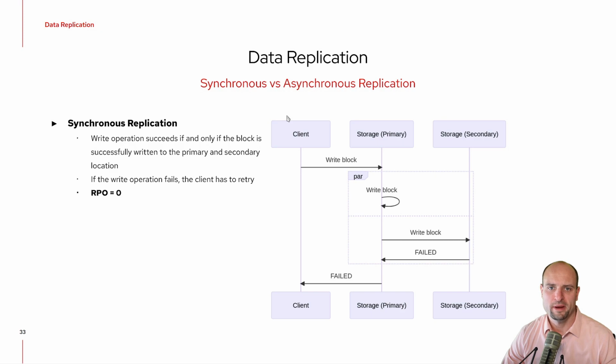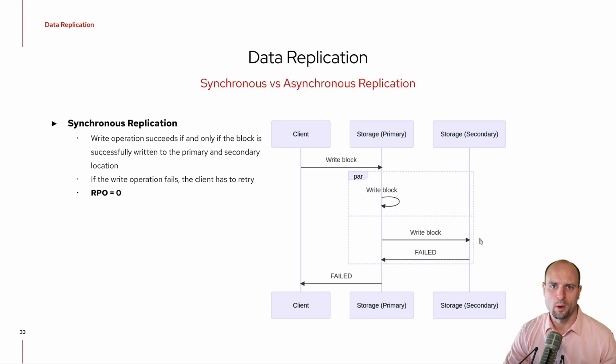The diagram depicts the sequence of actions that take place when a client is trying to write a block of data. The client sends the block of data to the storage in the primary region. This storage will write the data to the underlying media, and at the same time, it will try to replicate the block of data to the storage in the secondary region. Both these write operations are executing synchronously. It means at the same time.